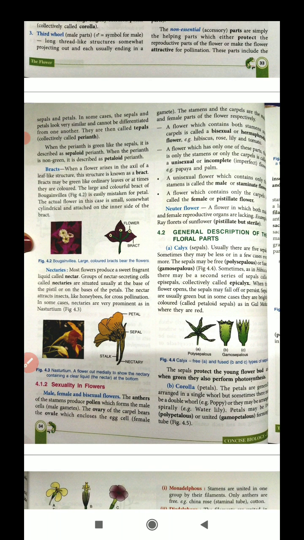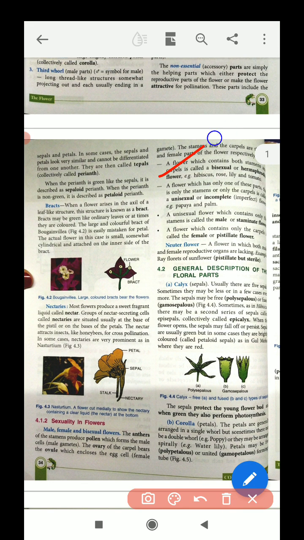Okay, so the ovary of the carpels bears the ovule which encloses the egg cell. The stamens and the carpels are the male and female parts of the flower respectively. A flower which contains both stamens and carpels is bisexual, like hibiscus, which is also known as a complete flower. The flower which has only one is known as incomplete, like papaya and palm. You know, a male palm tree is there and a different female palm tree is there. A similar case is for the papaya as well.